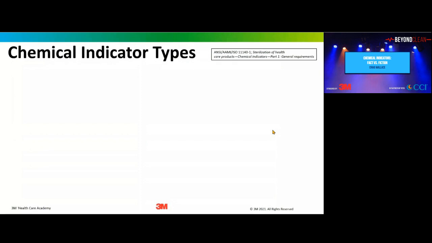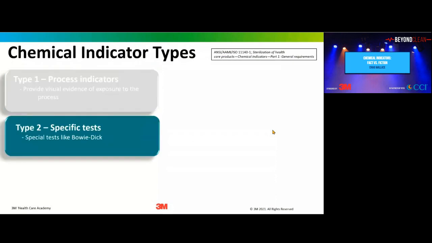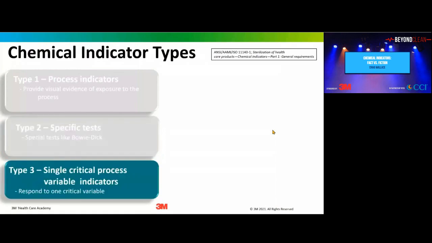Type 1 chemical indicators are process indicators. They provide visual evidence of exposure to the process. That's all they're supposed to do. Type 2 chemical indicators are for specific tests, like Bowie-Dick tests for steam autoclaves. Type 3 are single critical process variable indicators. So there's your terms again, critical process variable. These types of indicators are intended to respond to one of the critical process variables of a process.